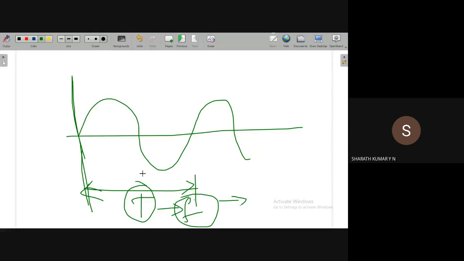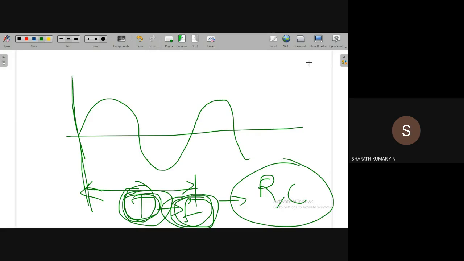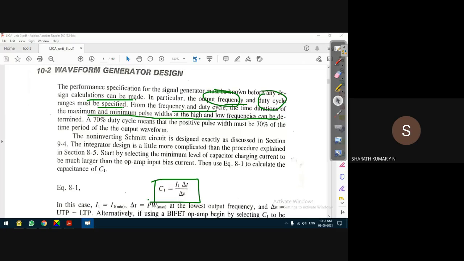There may be slight variation in the time period for a given frequency. Of course, if the time period varies, frequency also varies, but keeping that variation in mind, we have to design and select the values of resistance and capacitance. So the minimum pulse width, that means the on period and off period, can be decided based on the frequencies. The higher and lower time periods ultimately lead to frequency.